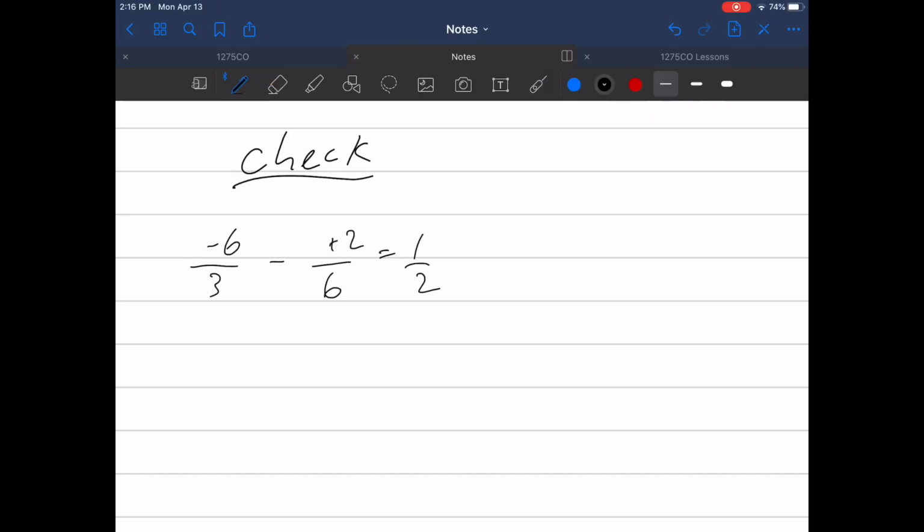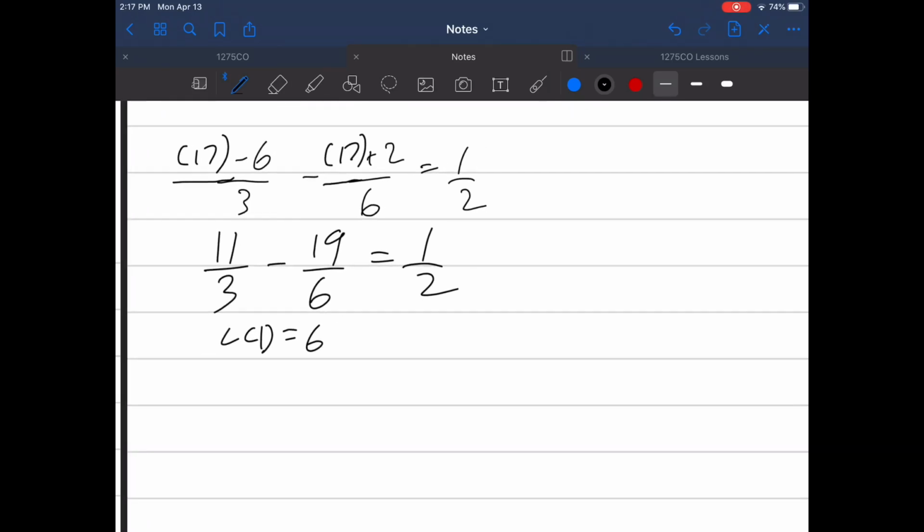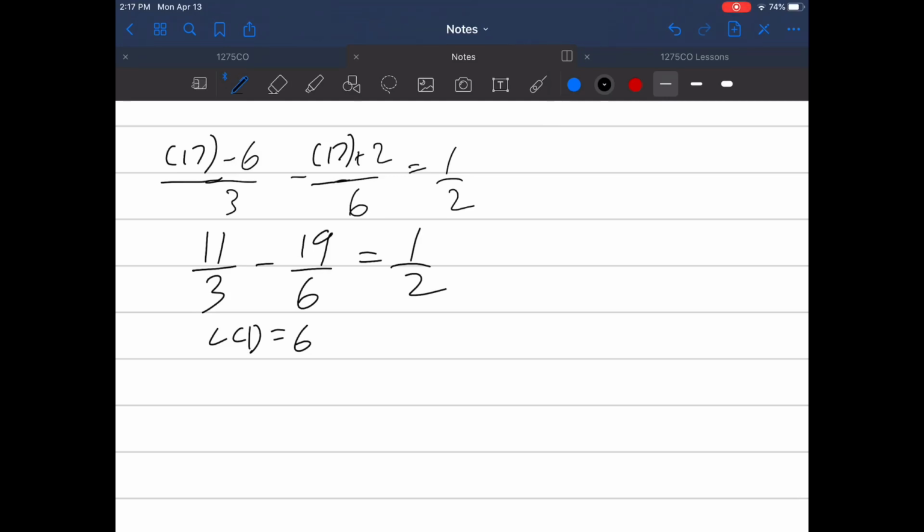And again, when you check, you're checking into the original equation, and we are replacing that variable x with our answer 17. So 17 minus 6 is equal to 11, so this is 11 over 3. 17 plus 2 is 19. So we're getting 11 over 3 minus 19 over 6 equals 1 over 2. We're going to have an LCD of 6.